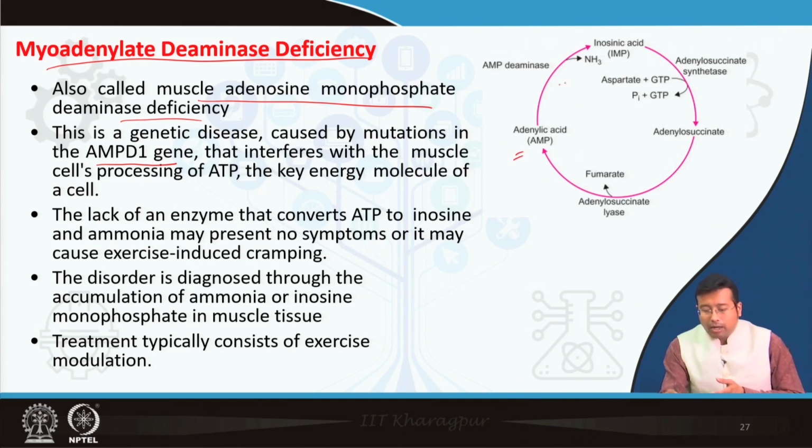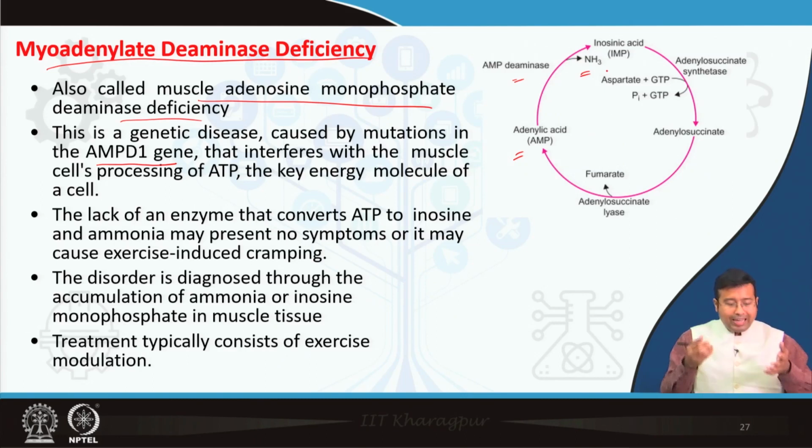AMP is getting converted to inosine via AMP deaminase, alright, and ammonia is being produced. So, if there is lack of that enzyme that converts AMP to inosine and ammonia, alright. So, you can see ammonia is actually produced with the help of this enzyme. Generally there is no such severe symptom. It is characterized by exercise induced muscle cramping, right, and the disorder is diagnosed through accumulation of ammonia or inosine monophosphate in the muscle. Treatment typically consists of exercise modulation.